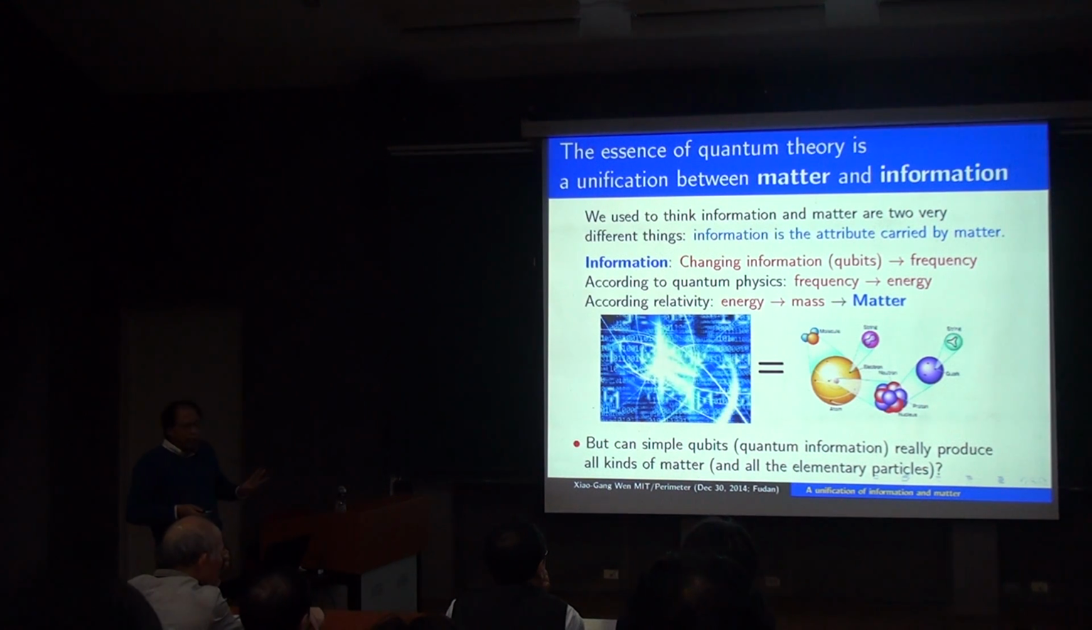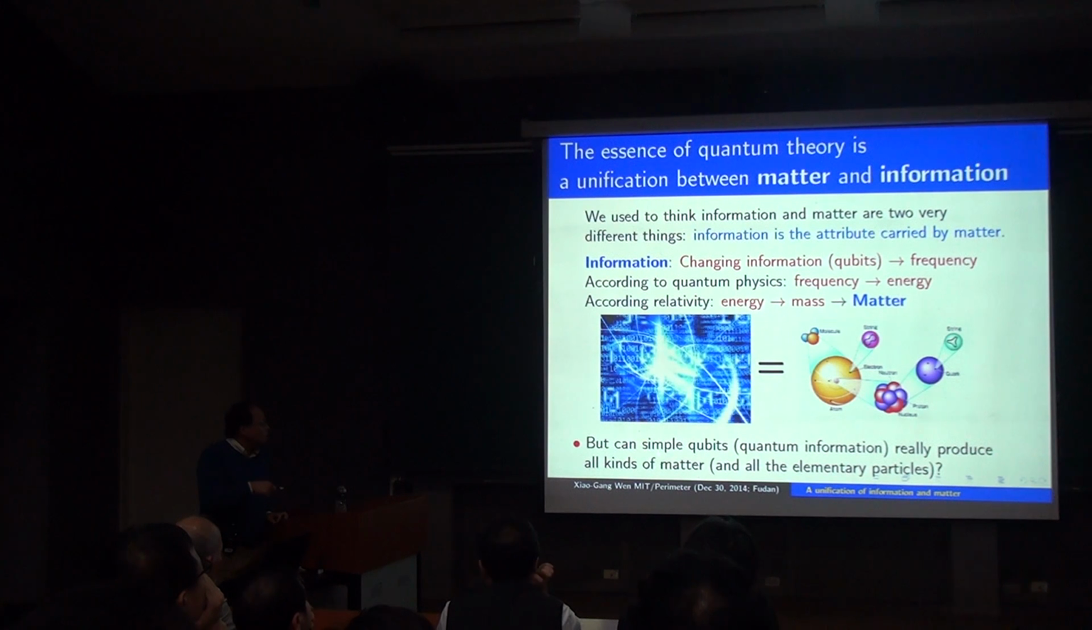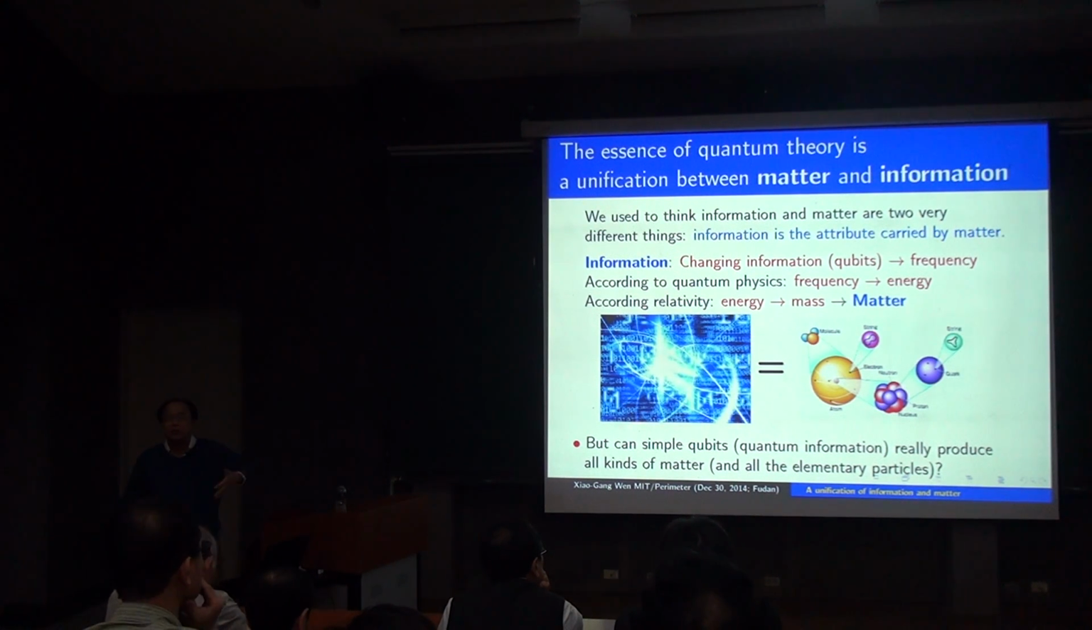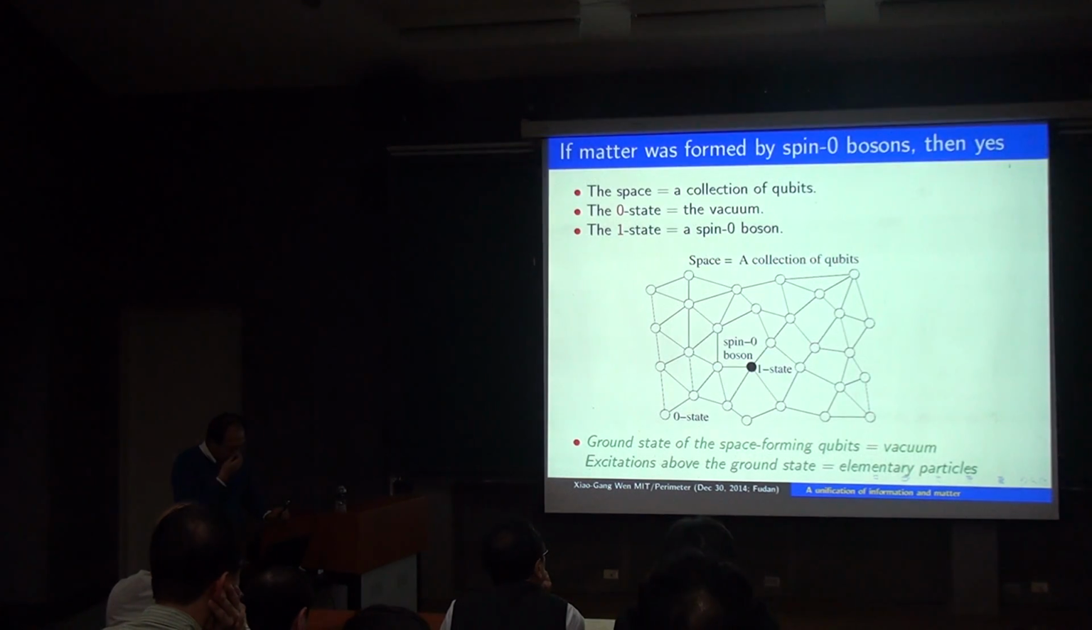So one way to make this more concrete into a physical question instead of a philosophical question is that we can ask whether, starting from a simple information of qubits, we can obtain all kinds of matter. Meaning all kinds of elementary particles. Whether all the elementary particles can be viewed as arising from pure information. Is that possible?